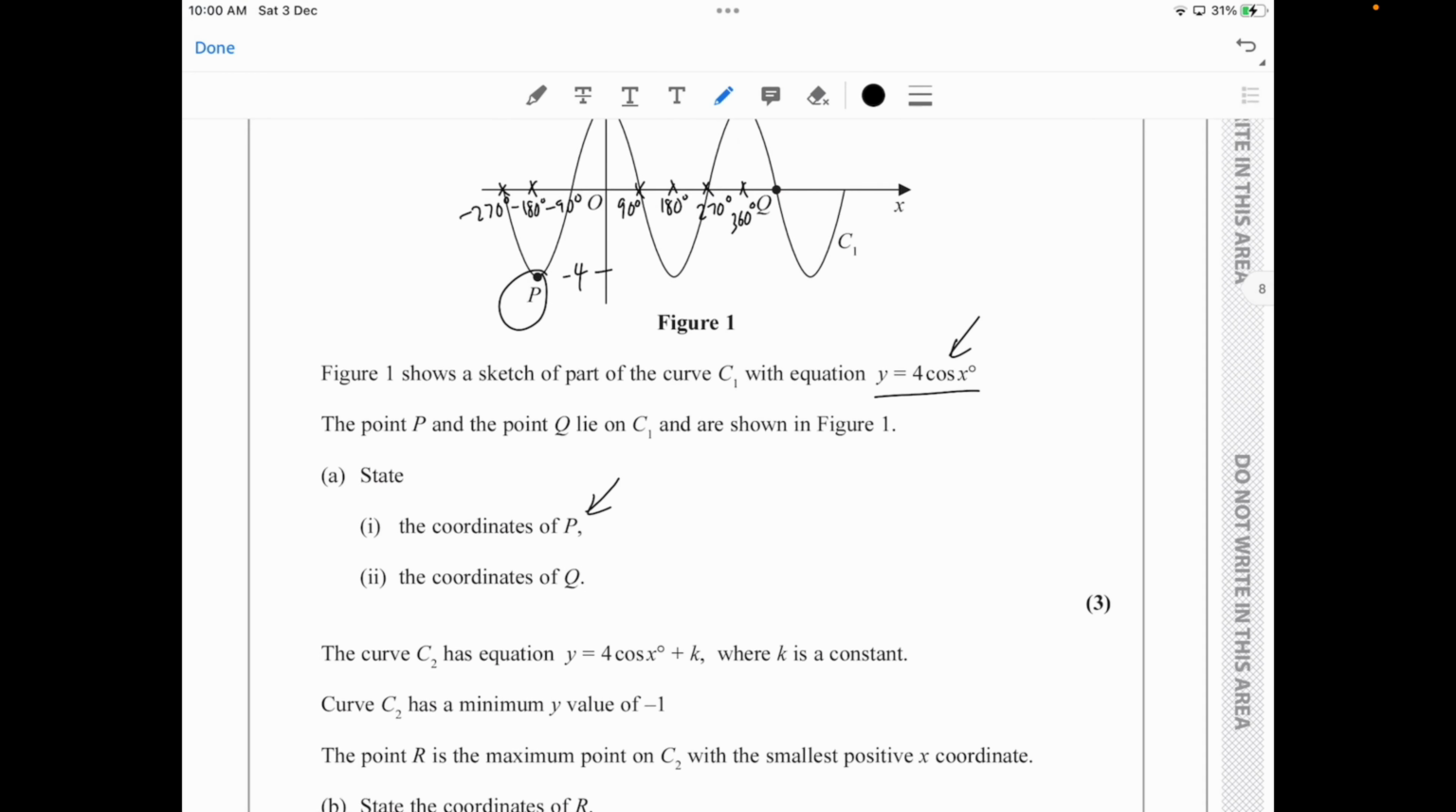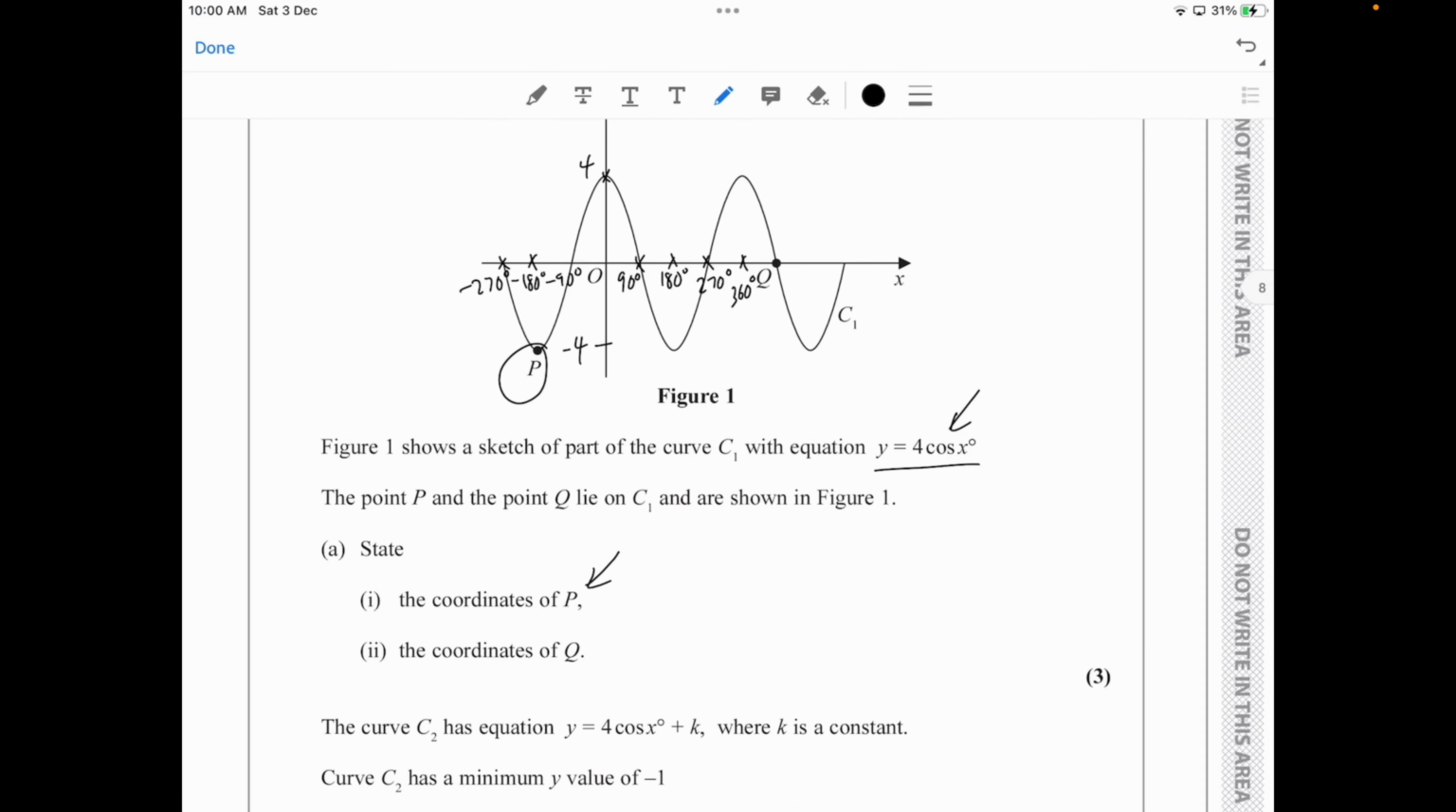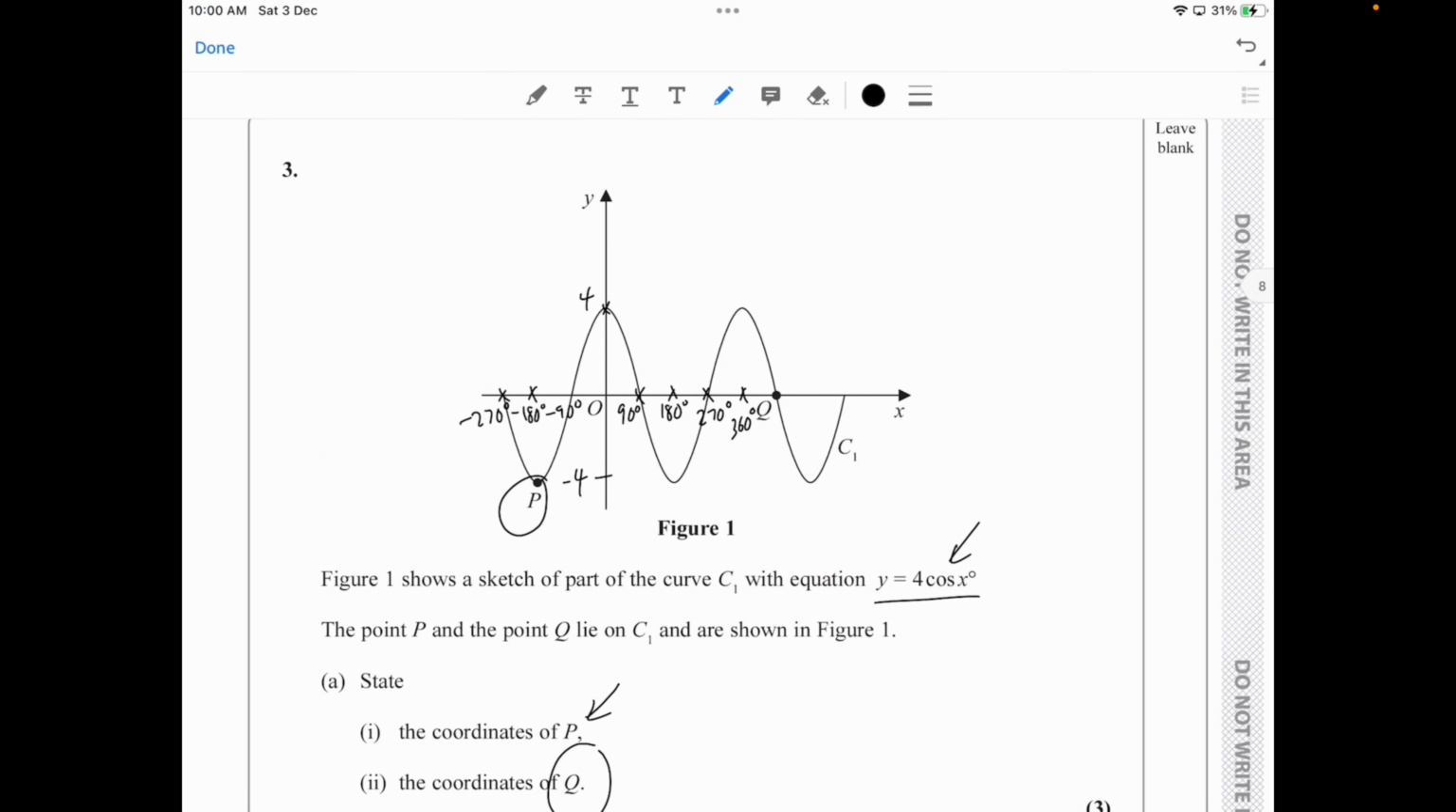Now we have to find out the coordinates of point Q. Now we can see that Q lies on the x-axis. Now Q lies on the x-axis when, let's say, when the x-coordinate is 0. Sorry guys, it's not when the x-coordinate is 0. It's actually, if you look at it, when the y-coordinate is 0. So we know that y is 0, and we have to find out what the x-coordinate is.